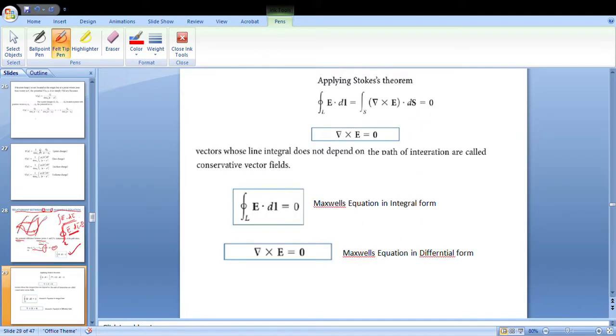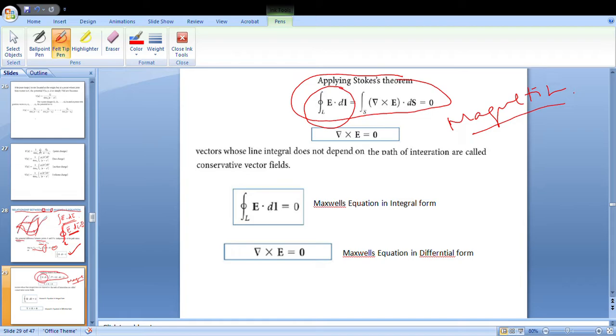Now coming to the next line, applying Stokes theorem. We will be discussing this Stokes theorem in detail in magnetostatics. So as of now, you just see it as a formula. What we have here is the closed integral of E vector dot dl vector is equal to the surface integral of curl of E vector dot ds vector, right? This formula is important here.